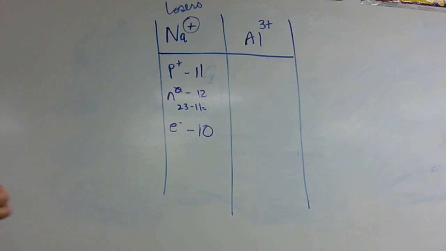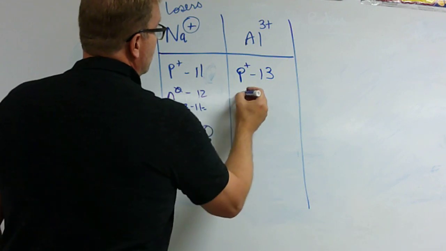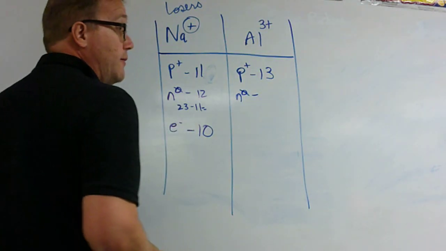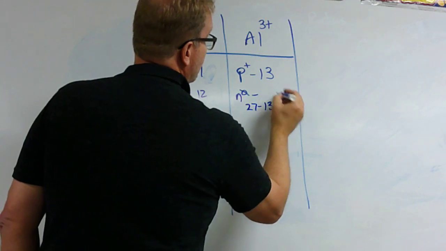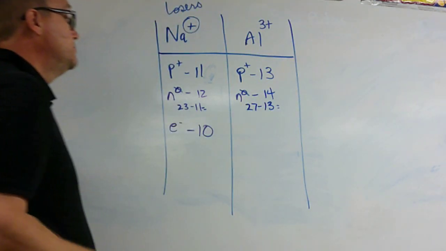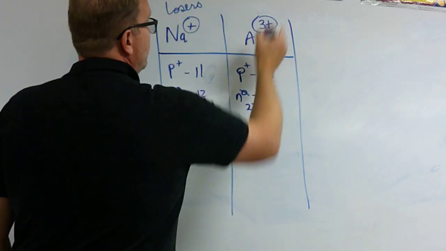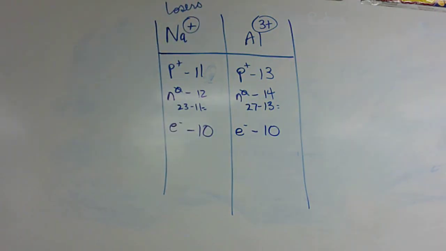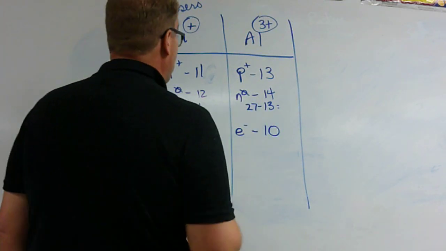Now let's go ahead with the aluminum. Well, my protons are now going to be 13. Neutrons are now, well, it's going to be 27 minus your protons, 13, which equals 14. And then my electrons, one's going to be losing 3. It's a loser. So again, it's going to be something called isoelectronic. Same number of electrons. That's all they're trying to do. They're just trying to become a noble gas.